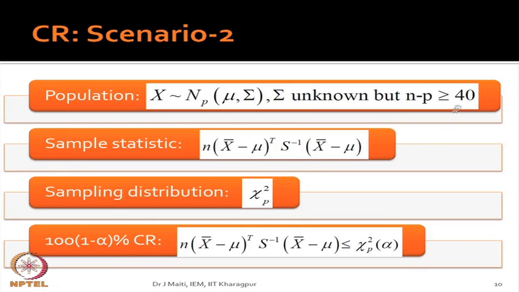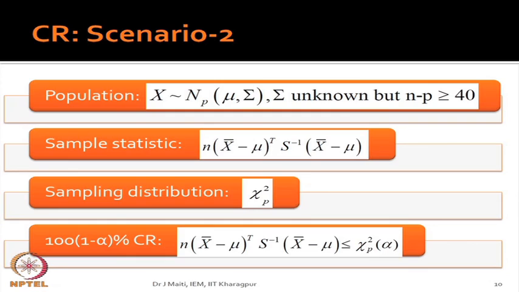So long as your sample size is large, this quantity also follows chi-square distribution, and always the degree of freedom will be the number of variables you have considered in defining the multivariate population. And the probability that n (x bar minus mu) transpose S inverse (x bar minus mu) is less than or equal to chi square p alpha will be 1 minus alpha.